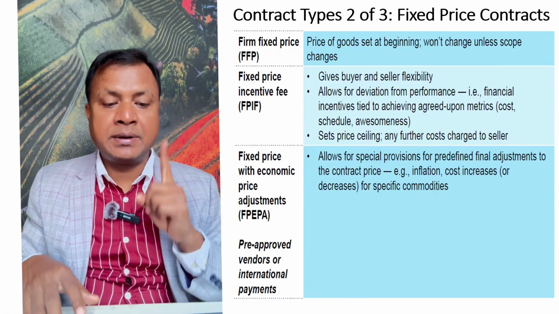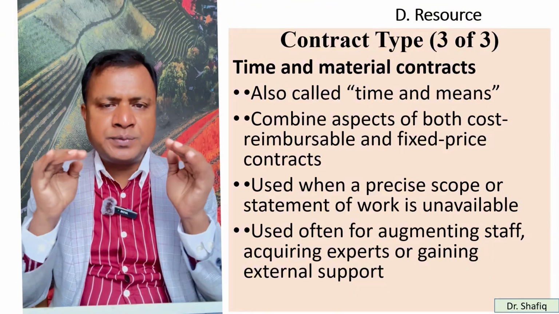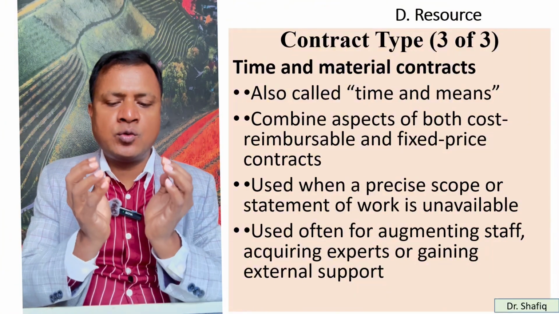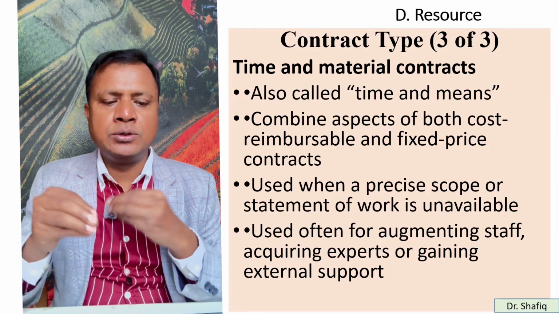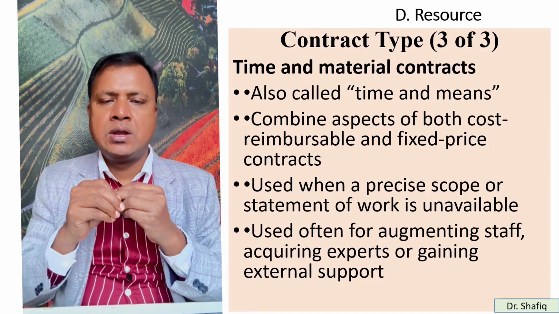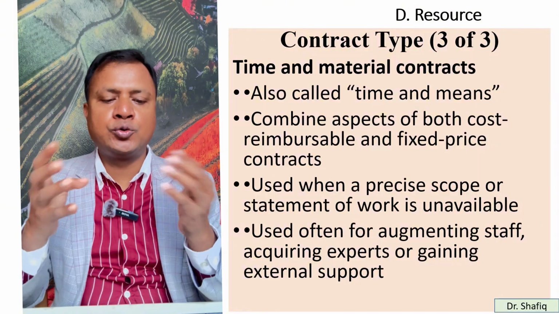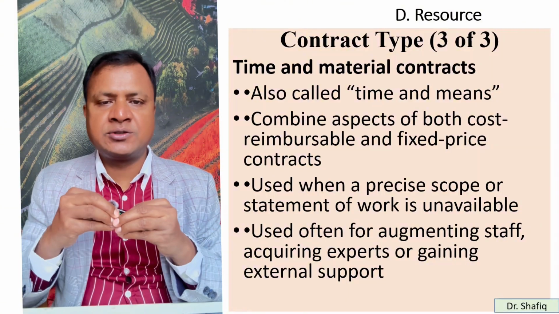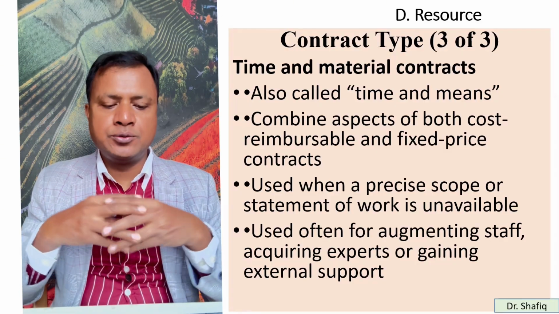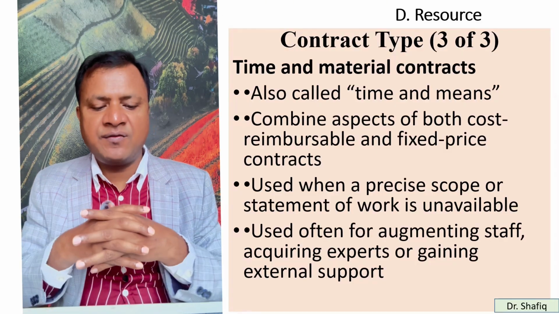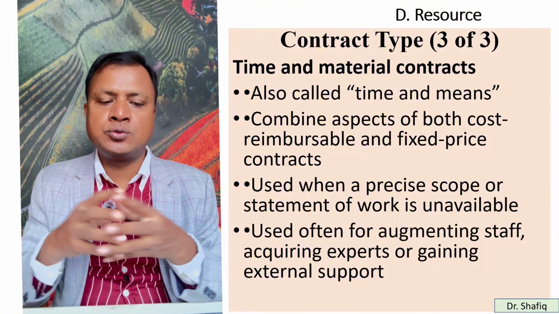And the last one, when we do not have a precise scope or statement of work available, in that case we use time and material contracts, also called time and means. So it combines aspects of both cost reimbursable and fixed price contracts. They are often used for augmenting staff, acquiring experts or gaining external support. In this kind of situation we use it.